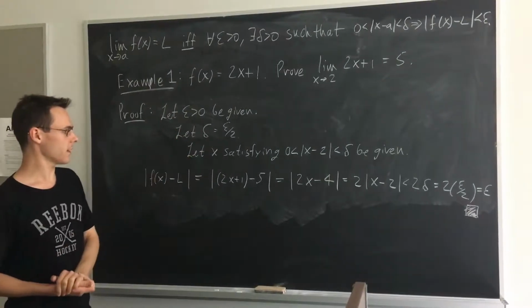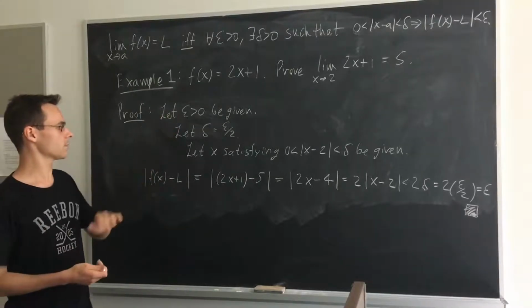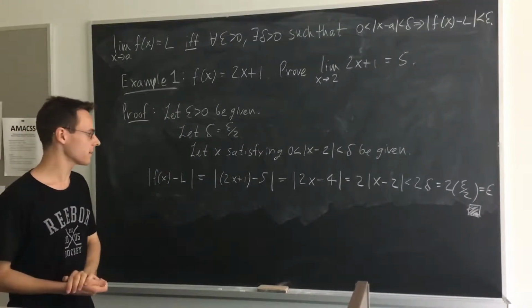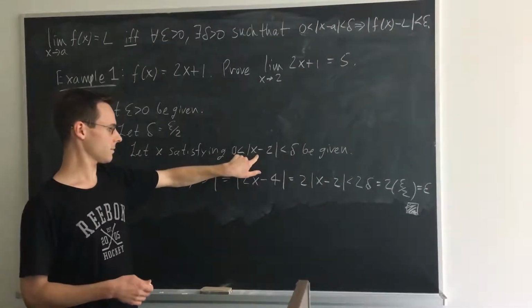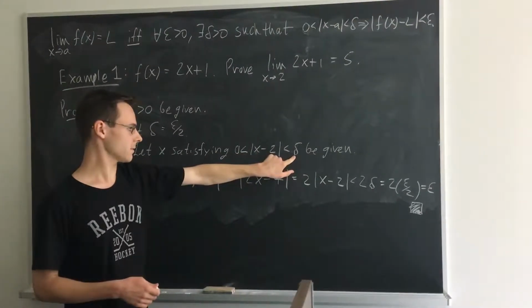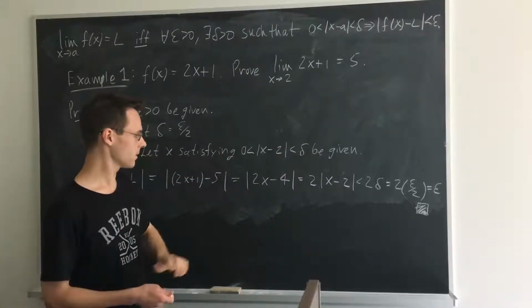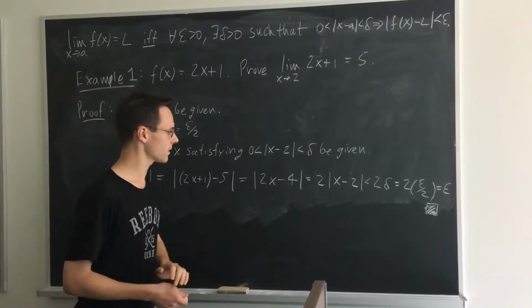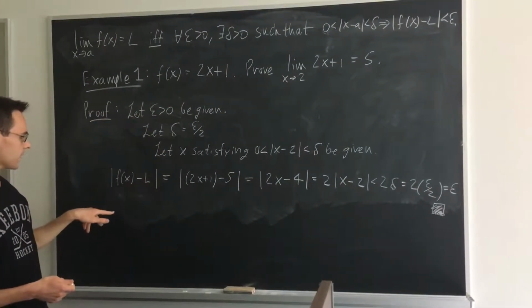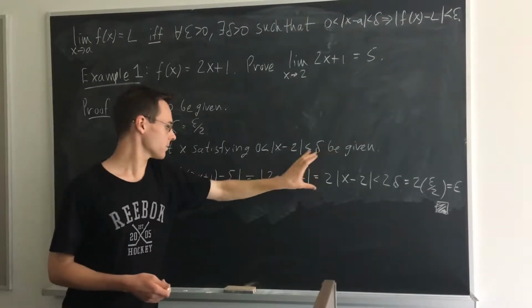Let delta equal epsilon over 2. So now we have a specific value of delta. If epsilon equals 0.1, then delta will be 0.05. Okay? Let x satisfying 0 less than x minus 2 less than delta be given. Okay? So again, x is really close to 2, 0.05 away, if we use 0.1 as our epsilon. And then we show that given this information, this line holds. Okay?